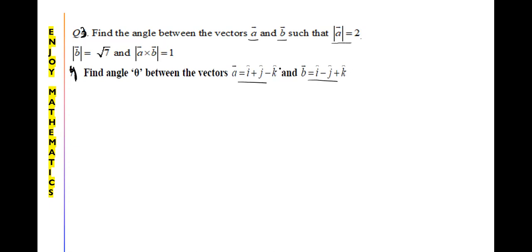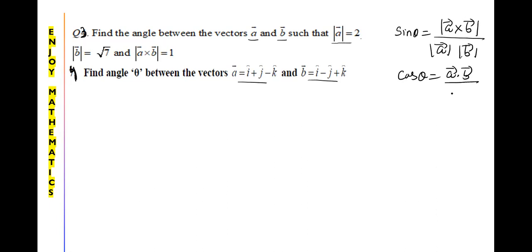Okay, so whenever you know angle between A and B is theta, you have two things. One is, as you know, sine theta equal to magnitude of A cross B divided by magnitude of A into magnitude of B. And also you know cos theta equal to A dot B divided by magnitude of A into magnitude of B. Okay, so now which formula to be used in which question?